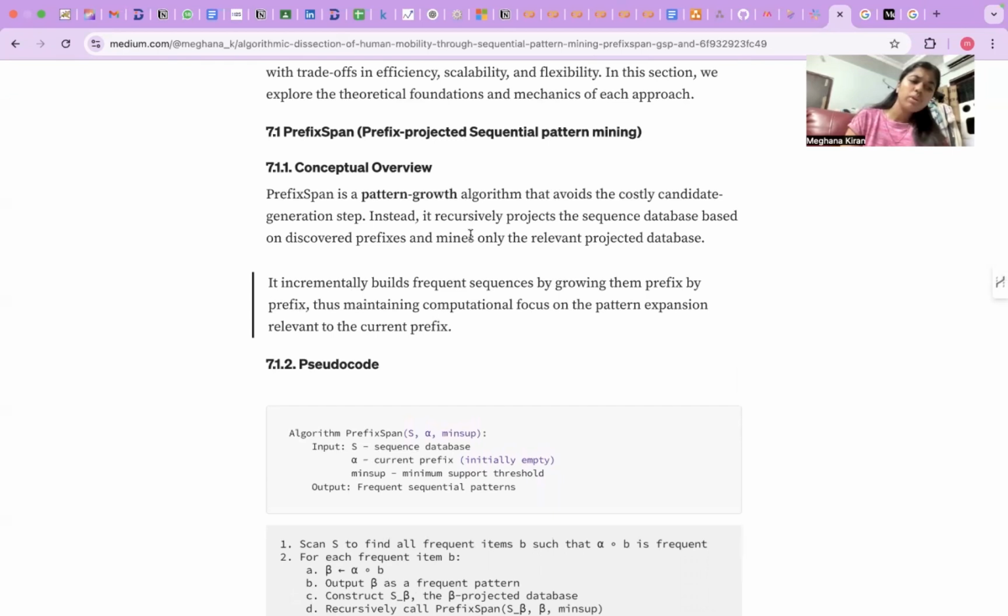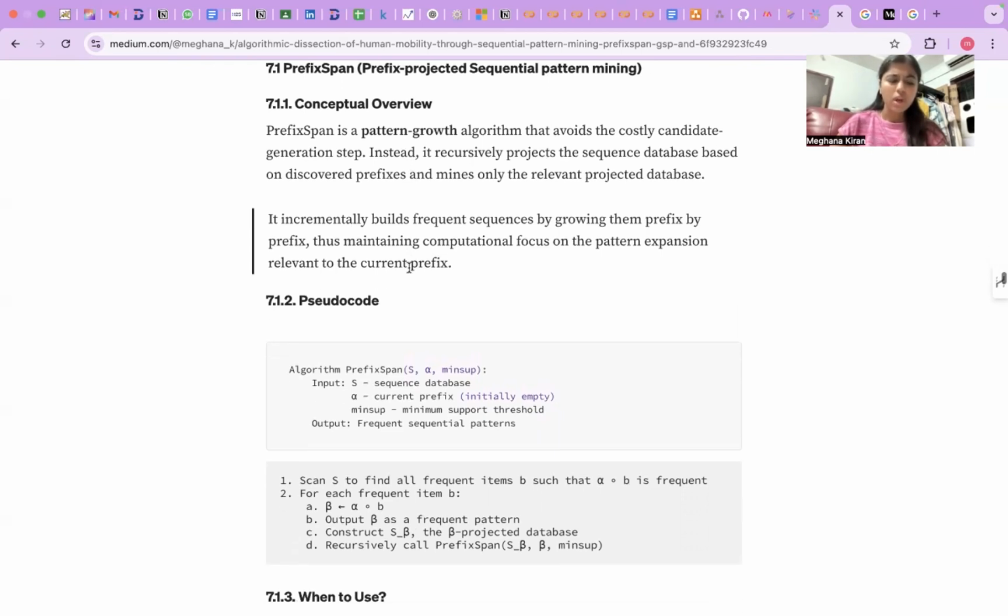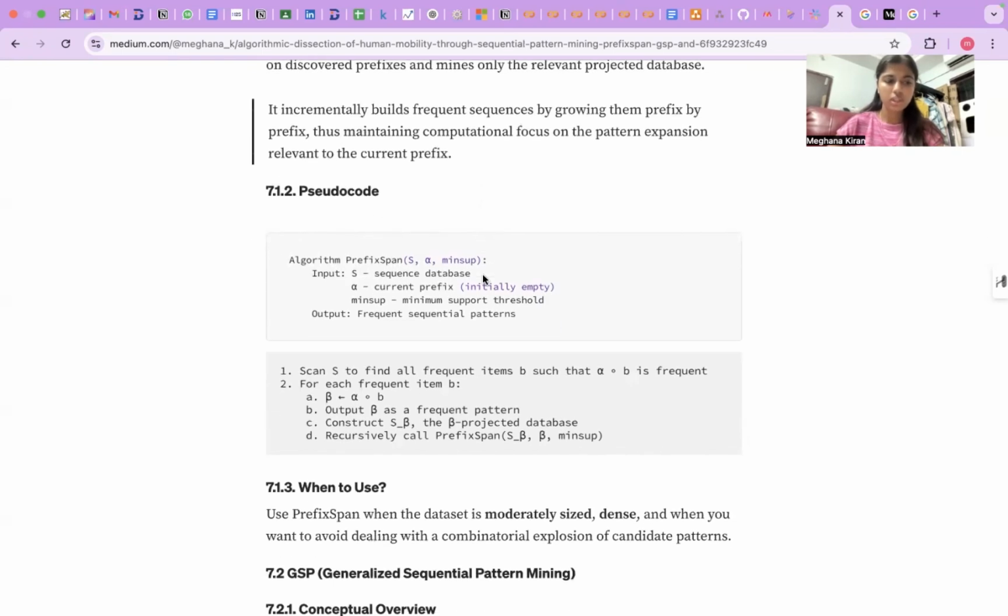And then coming to the algorithms, the first one was PrefixSpan, which is prefix-projected sequential pattern mining. This is a more efficient algorithm that skips candidate generation altogether, unlike the Generalized Sequential Pattern. It uses a divide and conquer approach. It incrementally builds frequent sequences by growing them prefix by prefix. It starts with frequent prefixes and projects the database to grow longer sequences by appending the items that follow these prefixes. Each projection is smaller than the original, which makes the search space much more manageable.